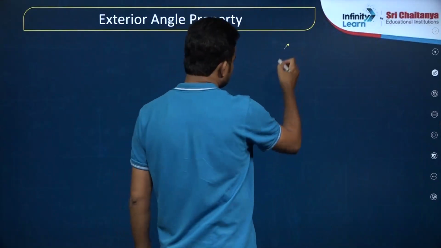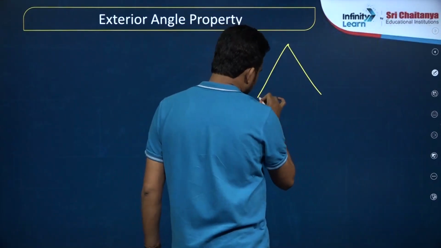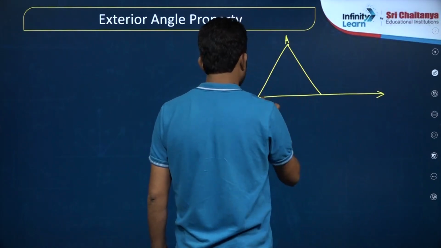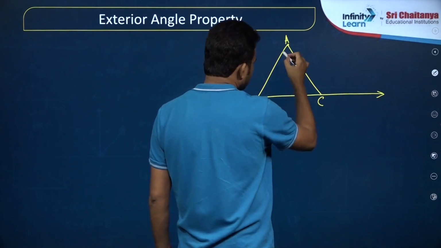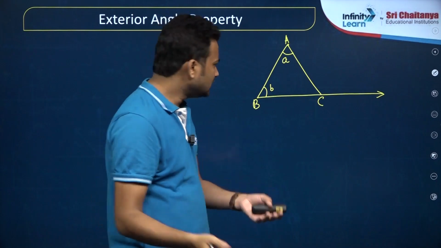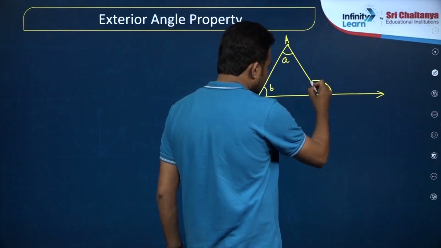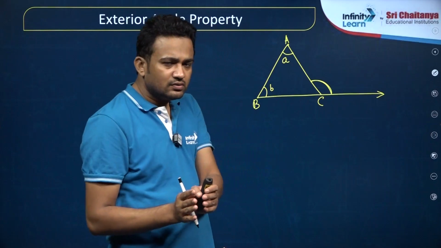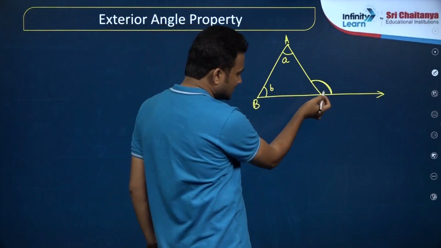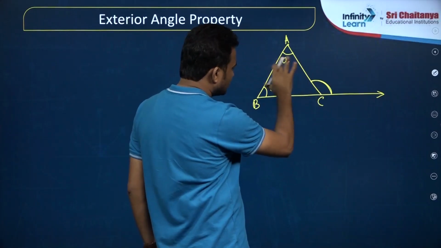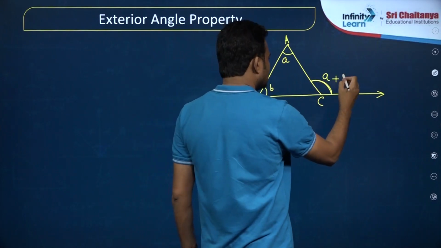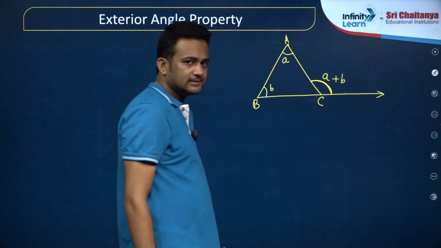So let me take a triangle and extend this side to form an exterior angle. Let's say this is A, this is B, this is C. If the measurement of this angle is A and the measurement of this angle is B, then obviously this exterior angle is always equal to the sum of the opposite interior angles. For this exterior angle, these two are the opposite interior angles. Simply add them, you will get the measurement of this angle, right?